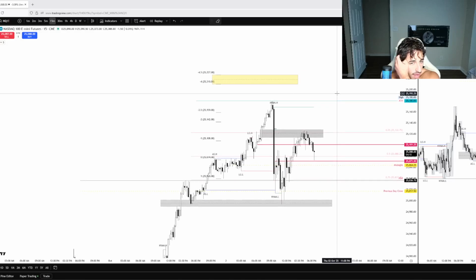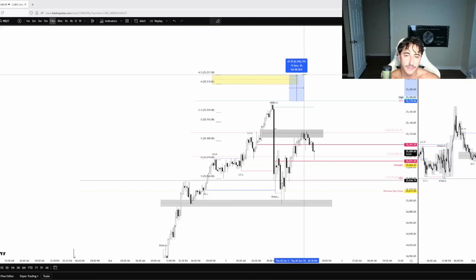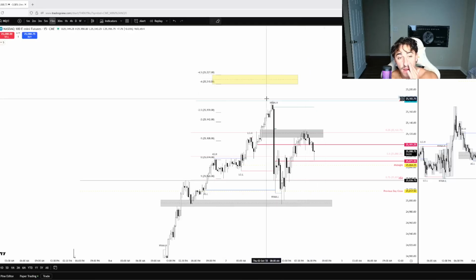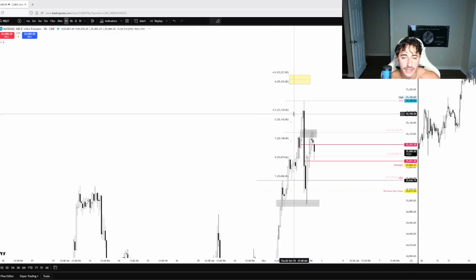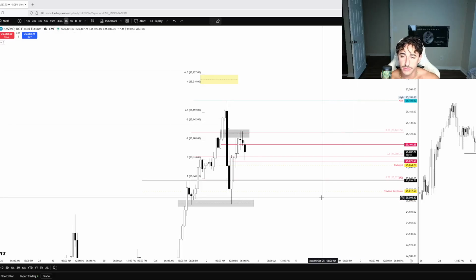at market open, I wanted to see us either continue higher right into right here. This is the 4 and 4.5 standard deviation range of this hourly manipulation leg in Asia session, right? So usually when you don't have targets at all-time highs, you obviously don't know where price is going to go. So what I like to do is try and use whole numbers, and I like to use manipulation legs and get the dealing range projections from them, the standard deviations.